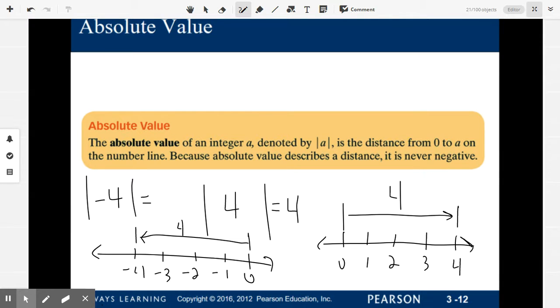So absolute value means the distance from 0. So -4 is 4 units from 0. So the absolute value of -4 is 4. The absolute value of 4 is 4.